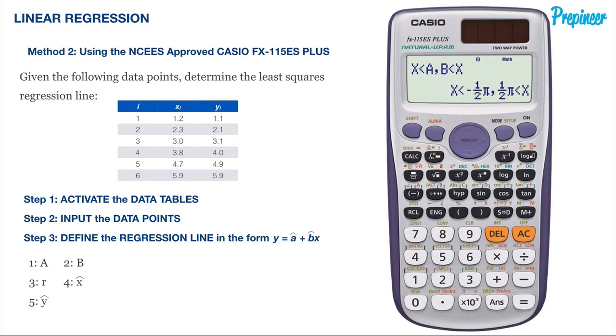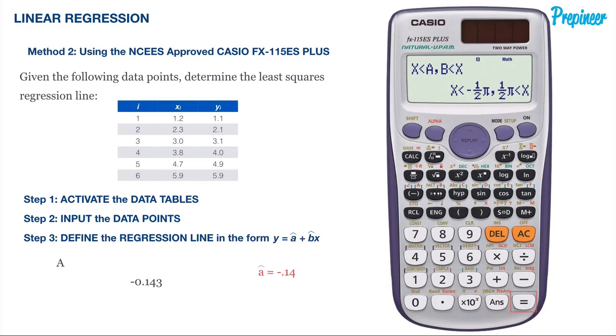The first variable we must define for our regression line is A. So press 1 to select option 1 for A. We will be brought back to the home screen with A displayed. Press the equals button to get our value, which is negative 0.143.